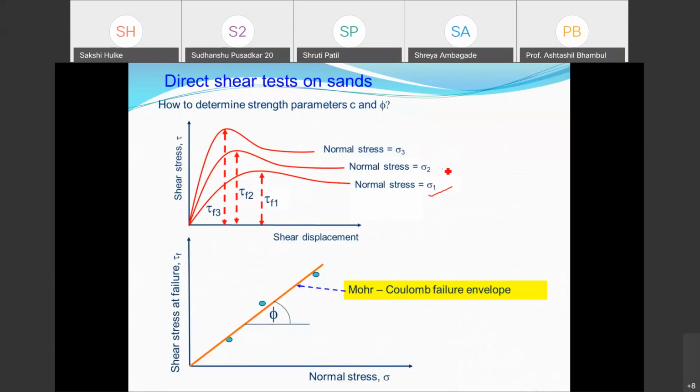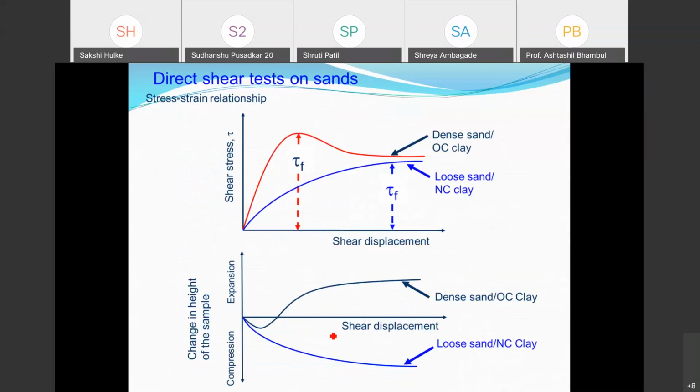Sigma 1 is applied, sigma 2 is applied, sigma 3 is applied. We get this curve of shear displacement versus shear stress, and we find the maximum value of shear stress. Those tau F1, tau F2, tau F3 are calculated and plotted as normal stress versus shear stress, and you can get the phi value. If it passes through the origin, C is zero; if I get a curve like this, I get both C and phi values. So this is simple direct shear.